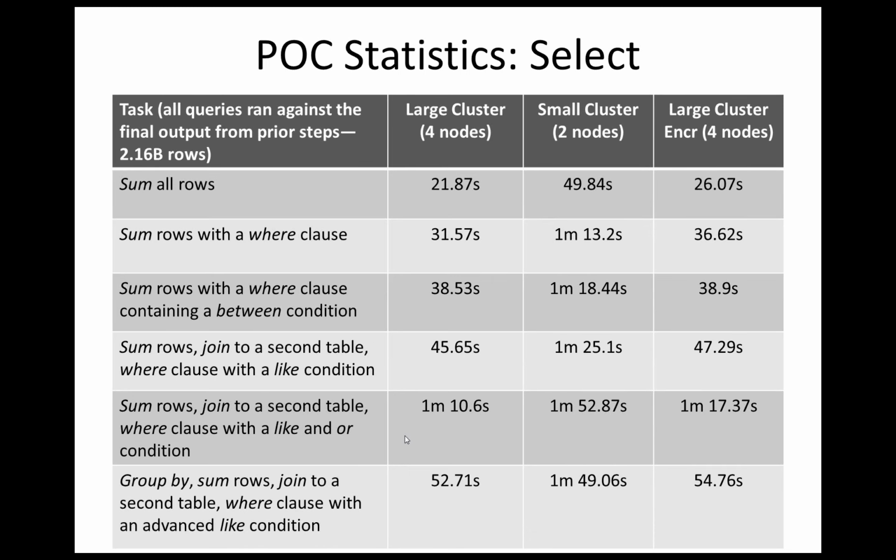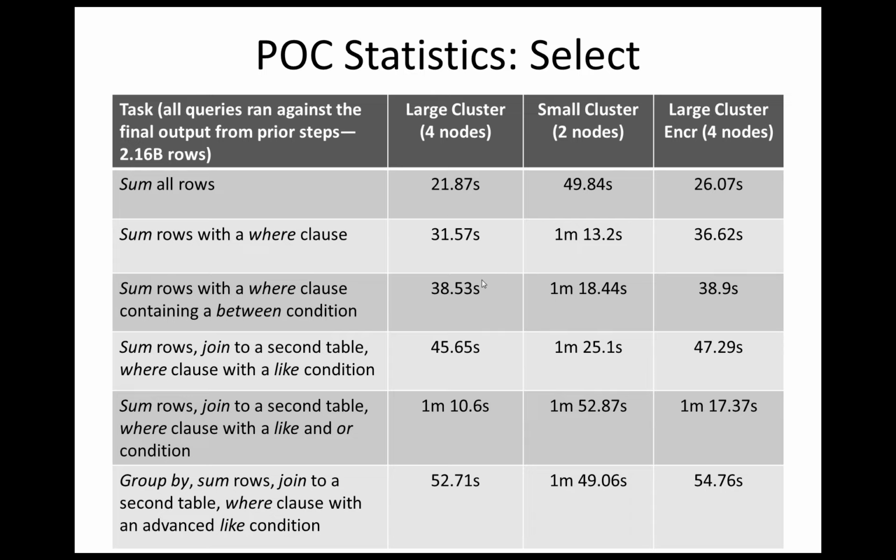Okay, the second set of statistics that we ran were data retrieval or select queries. We did that on the same set of 3 clusters: 4 nodes, 2 nodes, and 4 nodes encrypted. And we ran it on the output of the prior steps, so we took the output of about 2.16 billion rows. And these are the 6 queries that I showed you in the SQL client, starting off with a checksum and ending with a group by with the advanced where clause.